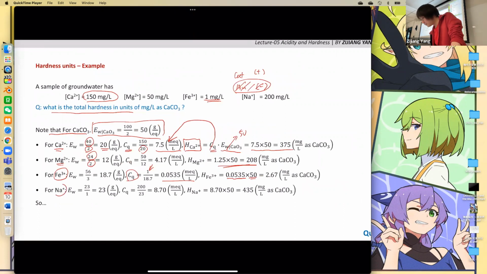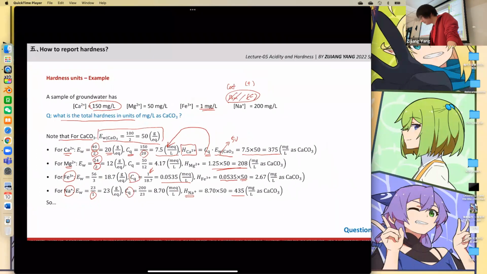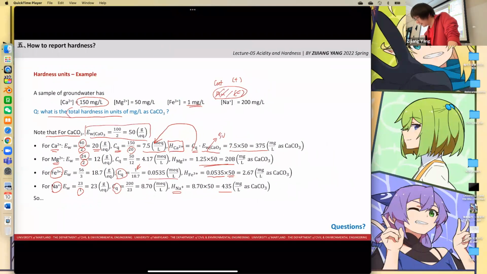And still, we can also calculate sodium. The sodium n equals 1. And then we can do the same thing, calculate CQ and calculate the hardness contributed by sodium, which is this one. So the question is, what is the total hardness? So we just add them together and then get the total hardness.